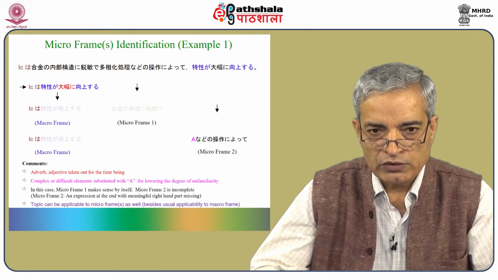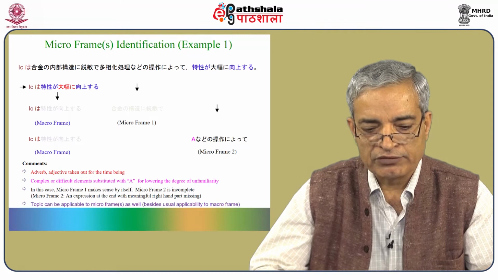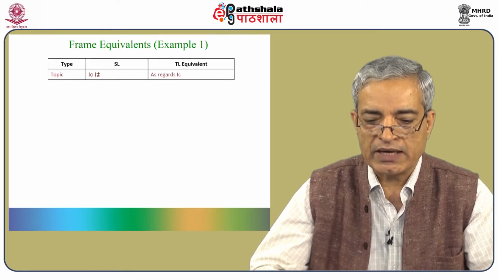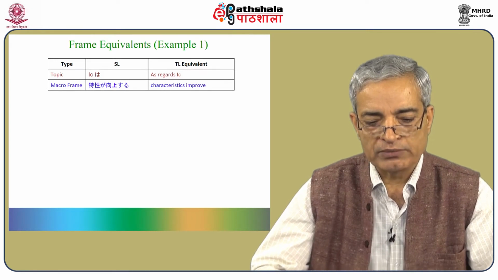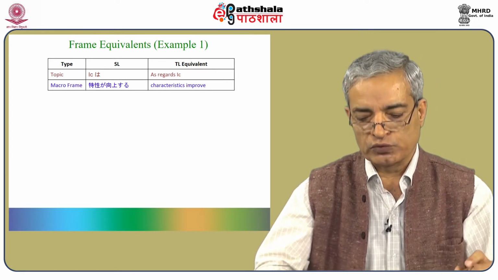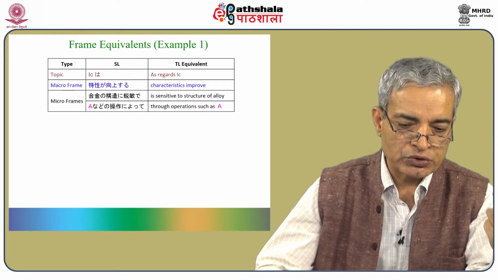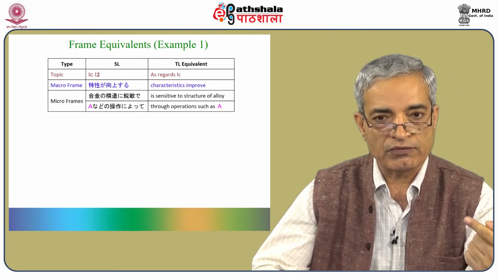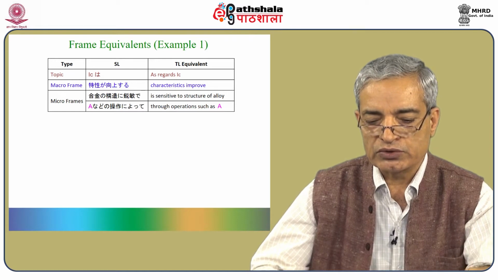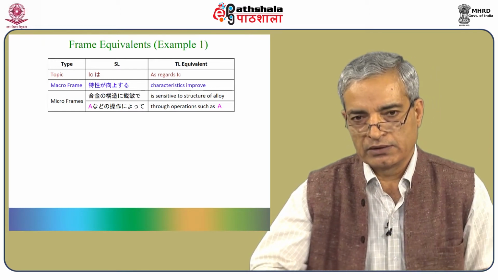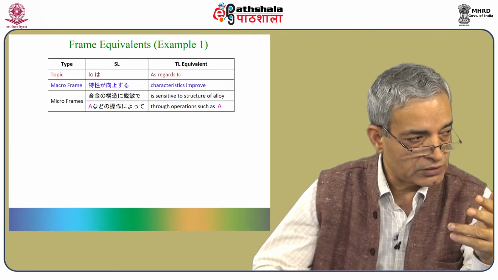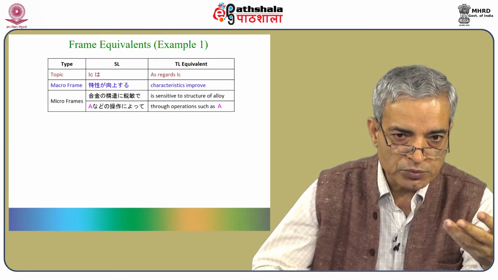And now try to organize the information. The topic here is IC, that is, as regards IC. The MacroFrame is characteristics improve. And for the macro, there were two: one was sensitive to structure of alloy, and the other was operations such as A. Has it helped you or not, Rajat? Now try to put it together.